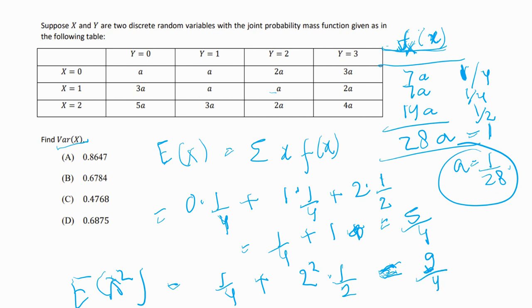Okay. So the variance of x is equal to 9 by 4 minus 25 by 16. That one will be 16: 9 times 4 is 36, and 36 minus 25 will be 11, I think. So 11 by 16, which is 0.6875. So this will be the answer.